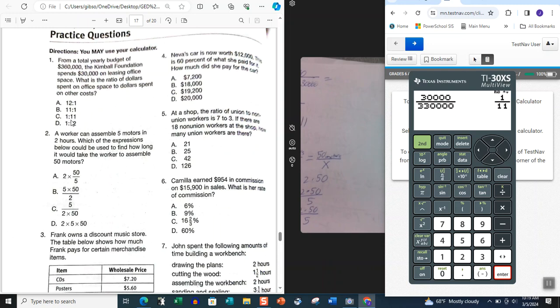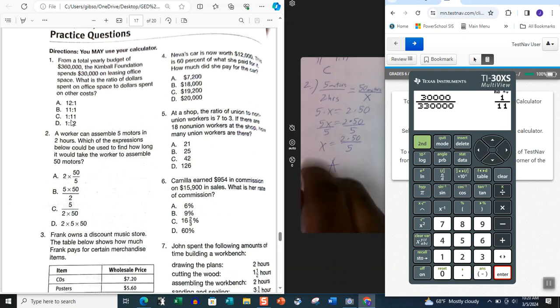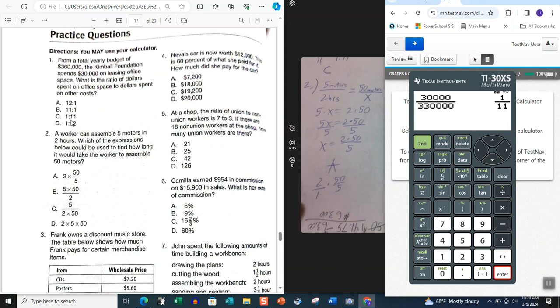So let me write this out to show you why the answer is A. We have 2 times 50 over 5. Isn't this 2 really 2 over 1? So if this is 2 over 1 times 50 over 5, that's the same as saying 2 times 50 over 5, which we have here. That is why the answer is A.